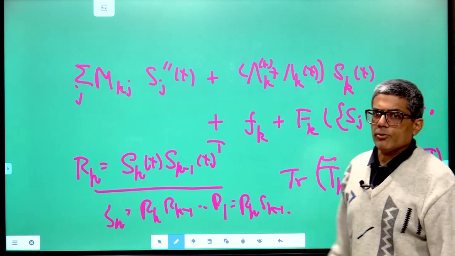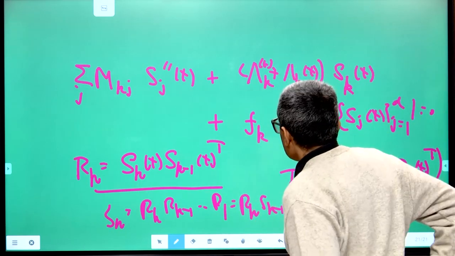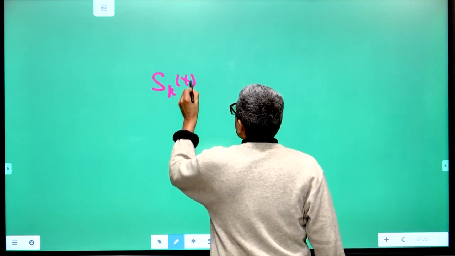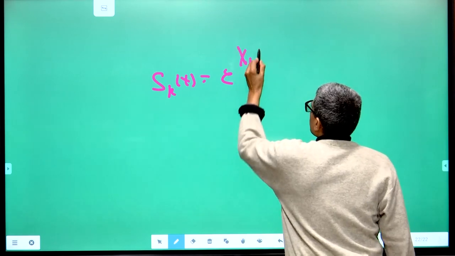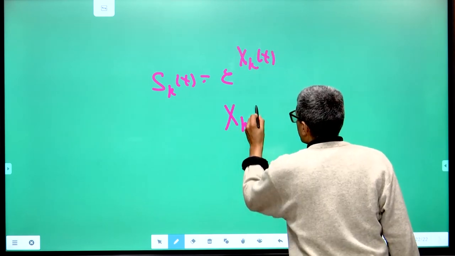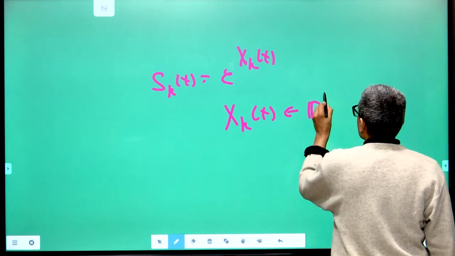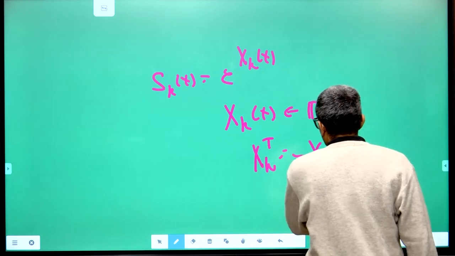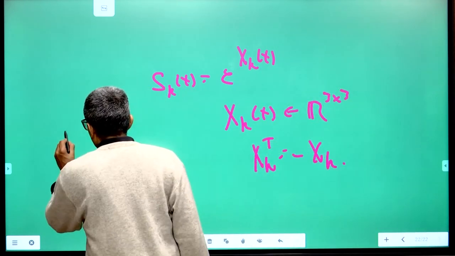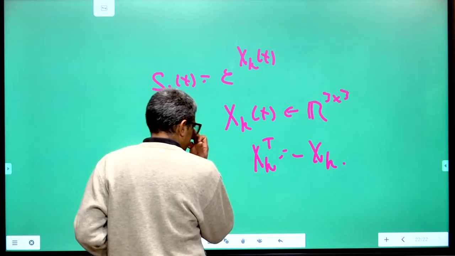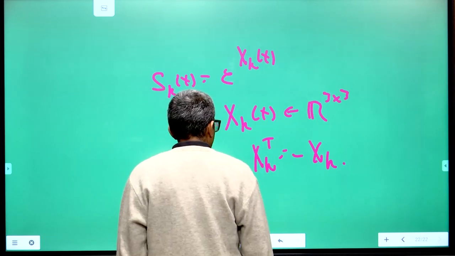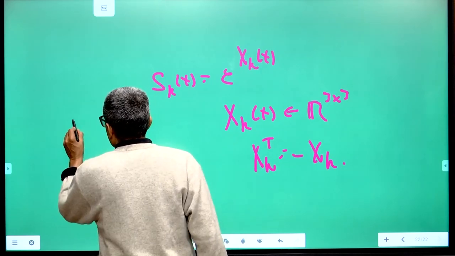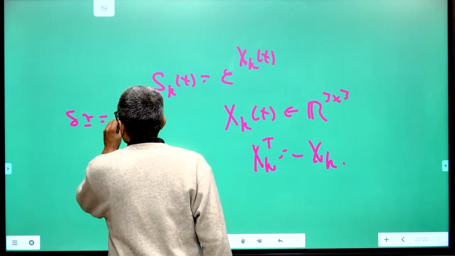Now without even bothering about the specific form of this equation, we can try to simplify things in the Lie algebra domain. So in the Lie algebra domain, you will represent each SKT as e to the power XKT, where XKT is a skew symmetric 3 cross 3 matrix. So XKT is contained in R 3 cross 3 and XK transpose is equal to minus XK. If you look at any 3 cross 3 skew symmetric matrix, it can be written as a linear combination. What is a rotation, for example? A rotation is delta R equal to omega cross R.